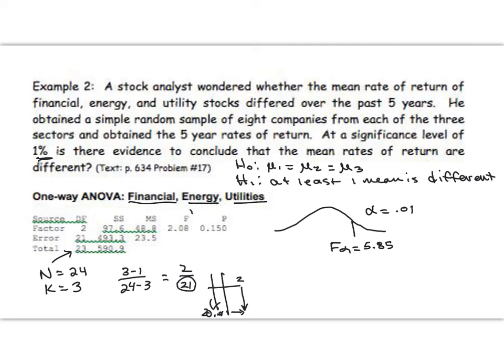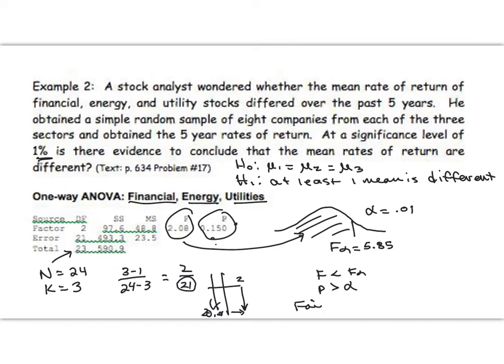Okay, so now I can go over to my printout here, and my F statistic is 2.08. That's in this region, not my critical region, and P is 15%, which is greater than alpha. So since F is less than F alpha and P is greater than alpha, we would fail to reject our null hypothesis. It looks like there's no significant difference between the means of financial, energy, and utility stocks.